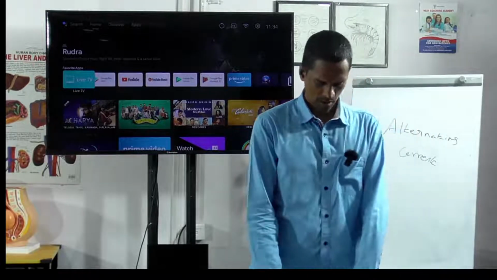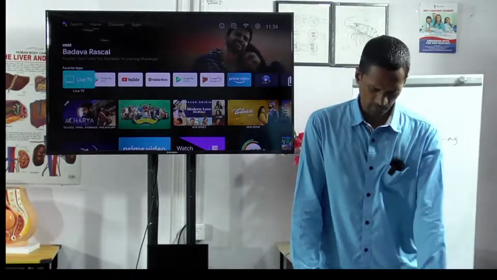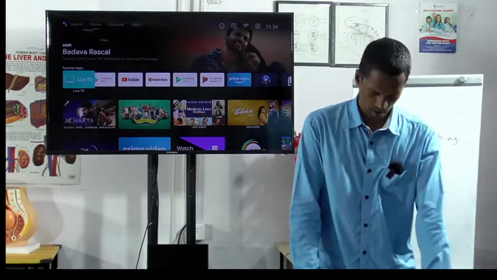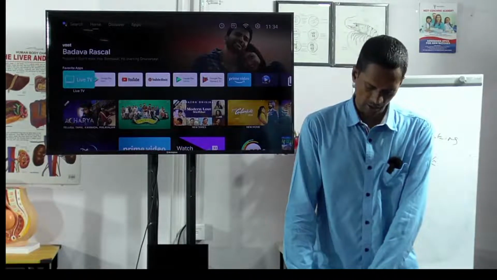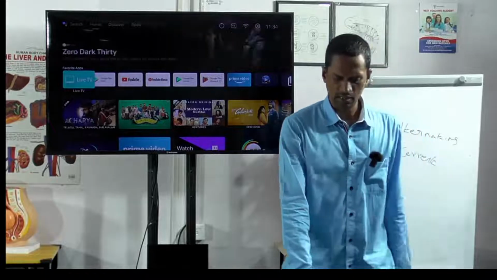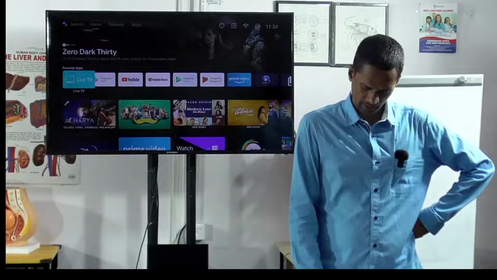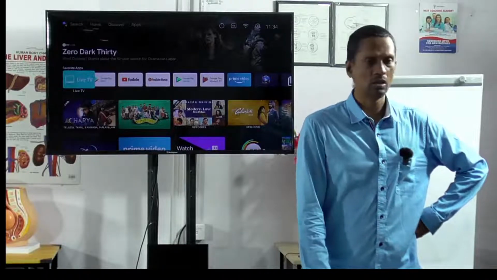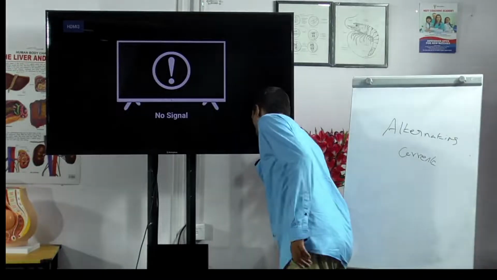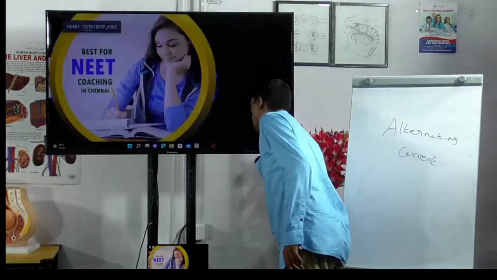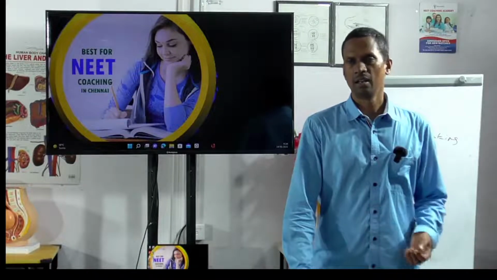Power in AC circuit is over. Next is LC oscillation. So what is LC oscillation? LC means inductance and capacitance, the inductance and capacitance.